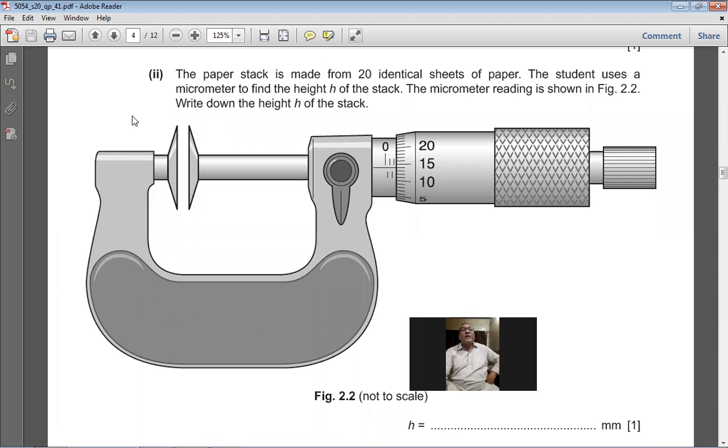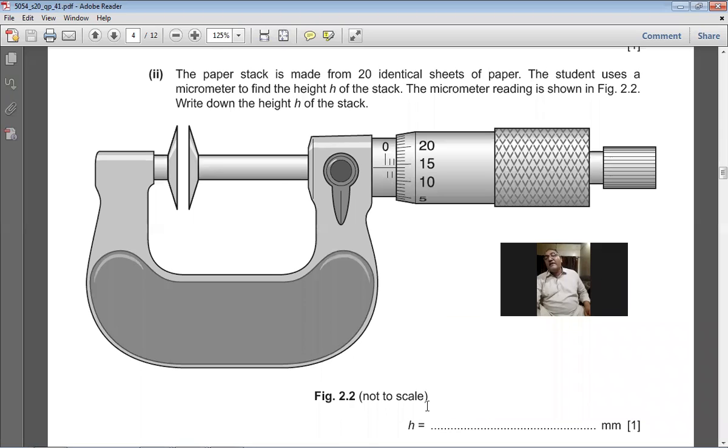A paper stack is made from 20 identical sheets of paper. A student uses a micrometer to find the height of the stack. The micrometer reading is shown in figure 2.2. Write down the height of the stack. So we have to write down the height here.